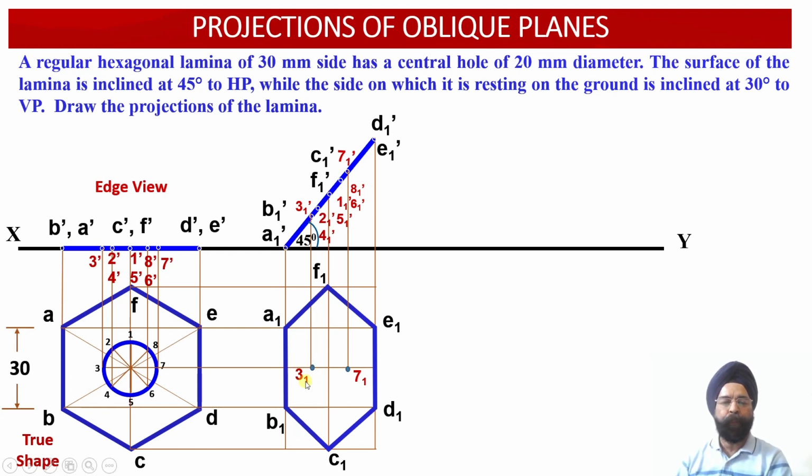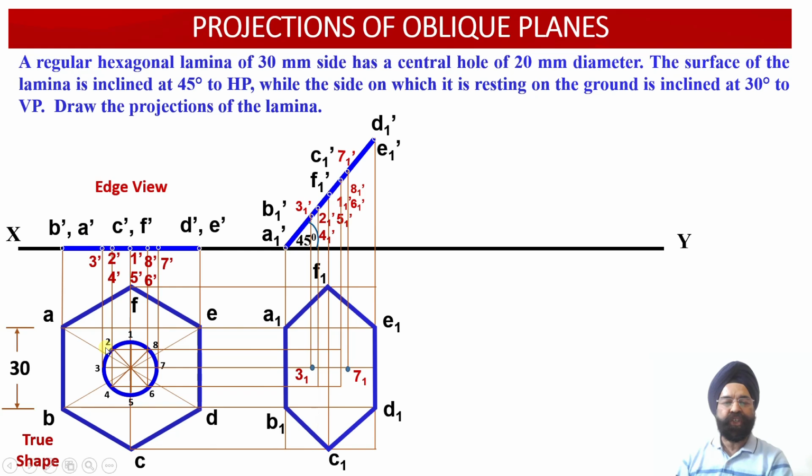So we obtain the point 3-1 at this location. Similarly, the vertical projector drawn through the point 7-1 dash, once you extend it downwards, is going to intersect at this point with the horizontal projector which has been drawn through the point 7 of the plan projection, which we had drawn previously. So 3-1 and 7-1 points have been located.